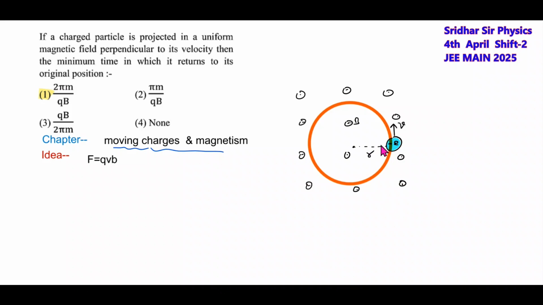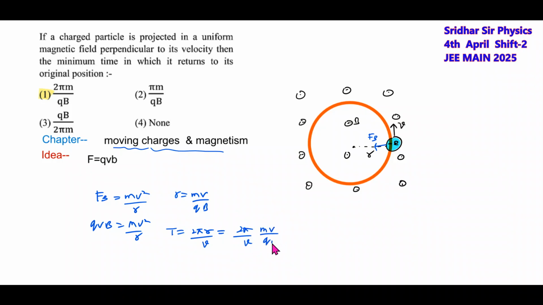Applying Fleming's left-hand rule, with the magnetic field out of the plane, the magnetic force will be acting in this direction. Then this magnetic force will provide the required centripetal force. So mv²/R should be equal to qvB, where R equals mv by qB. Then the time period is given by 2πR by v. R is mv by qB, so T equals 2πm by qB.